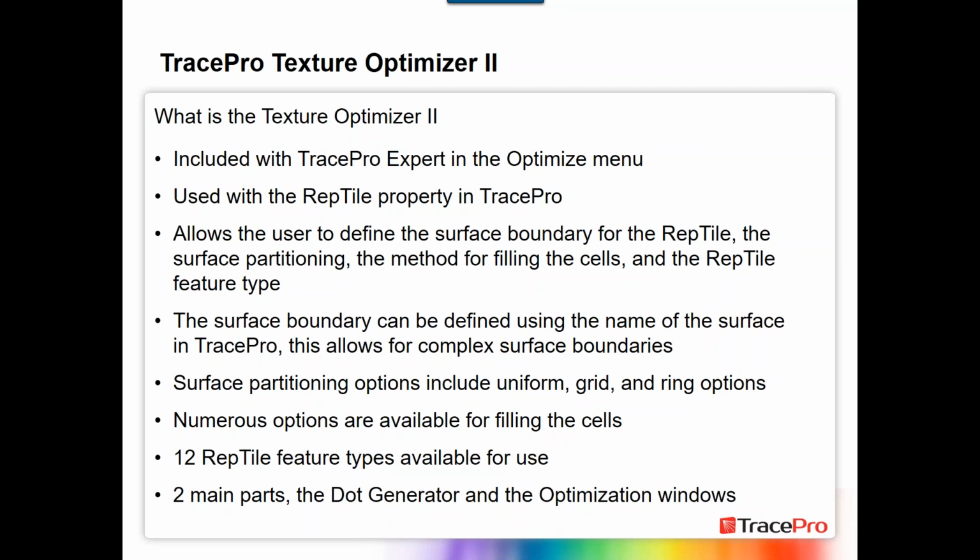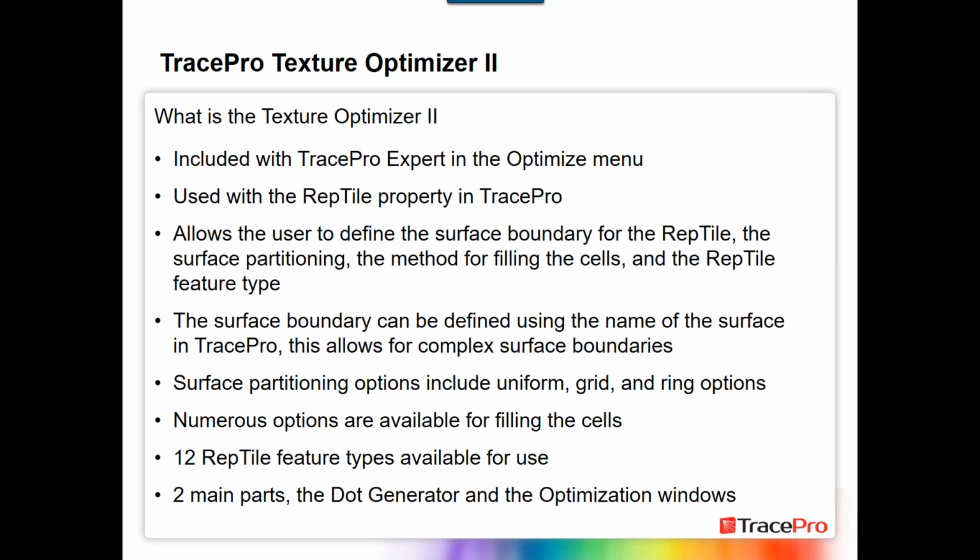So what is the Texture Optimizer 2? Well, it's included in TracePro Expert in the Optimize menu, and it's used with the RepTile property in TracePro. It allows the user to define the surface boundary for the RepTile, the surface partitioning, how the surface is divided up, how you are going to fill those partitioned cells with RepTiles, and then what the RepTile feature type is.